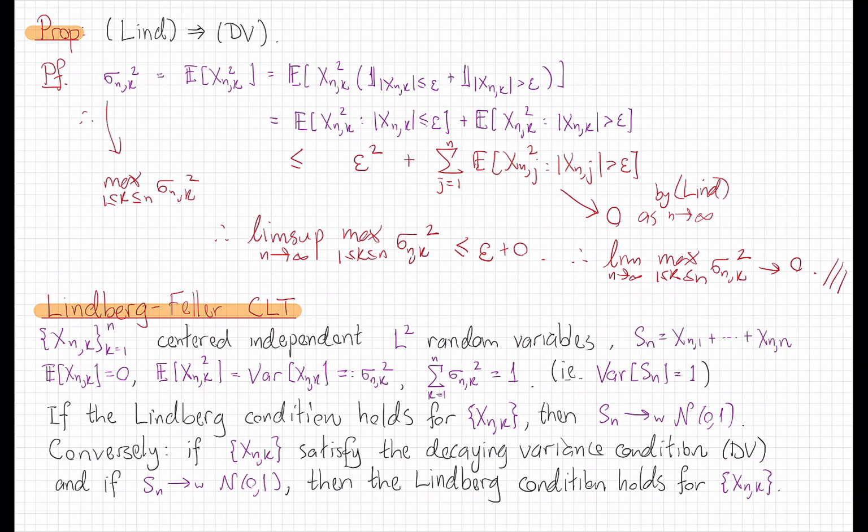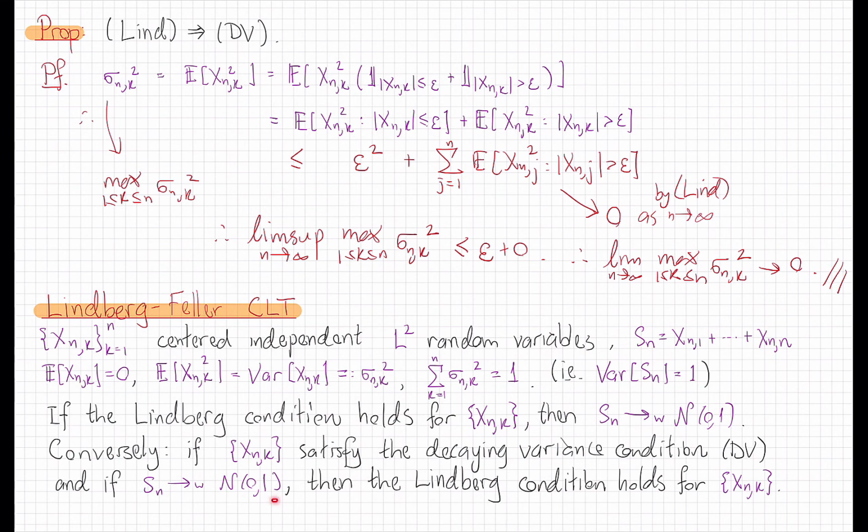Now we're in a position to state our main central limit theorem here, the Lindeberg-Feller central limit theorem for triangular arrays. Under the same normalizations as we've been assuming, we have a triangular array. All of the variables are centered, independent along each row, L2, and arranged so that the variances along each row sum up to 1. Then if Sn is the sum of the terms in each row, if we assume the Lindeberg condition holds for the triangular array, then the sums Sn converge weakly to standard normal distributions.